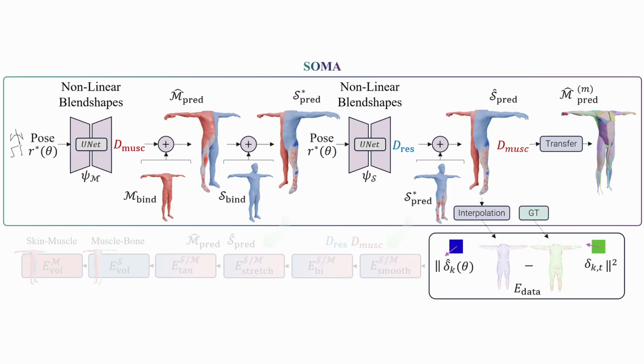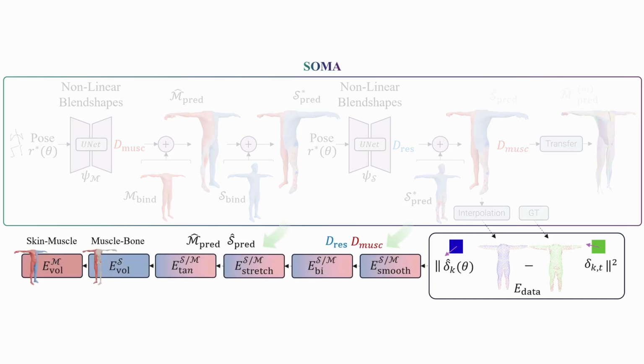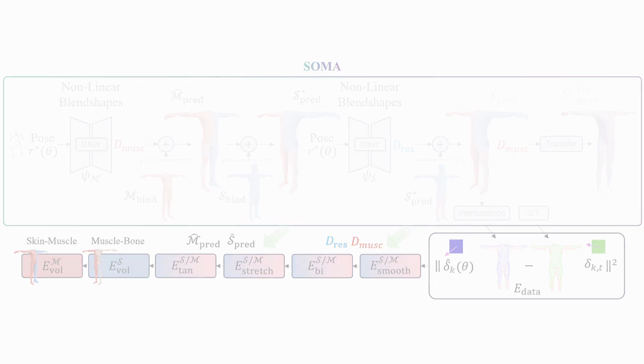But data alone isn't enough to guarantee biological accuracy due to the ill-posed nature of the problem. Using our physics-based geometric priors, we can enforce volume preservation and biomechanical membrane tension during training.